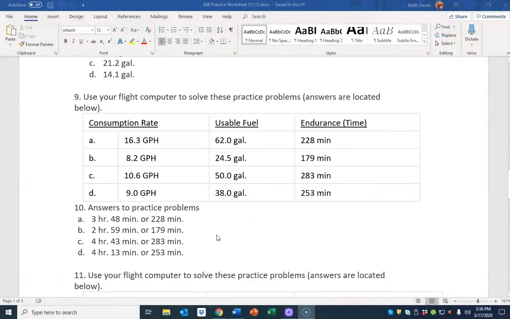All right. Well, let's figure out if we're giving you the consumption rate, again, gallons per hour, and you've got X number of fuel. So if I'm burning 10.6 gallons per hour and I've got 50 gallons, how long can I fly? How many minutes can I fly? In this case, we'll have to look on the E6 just like we did.